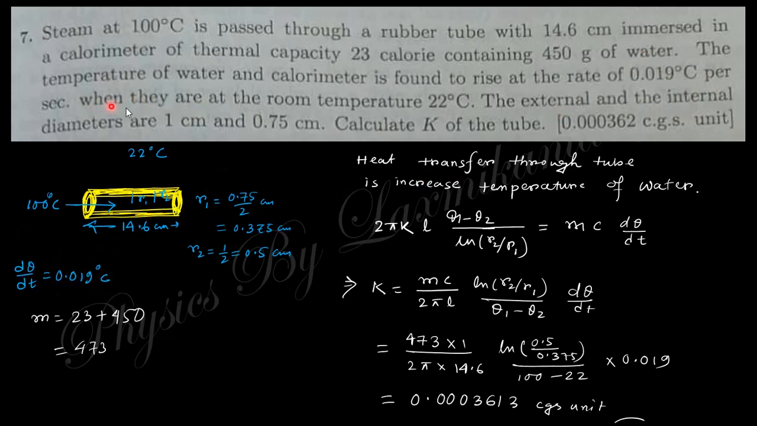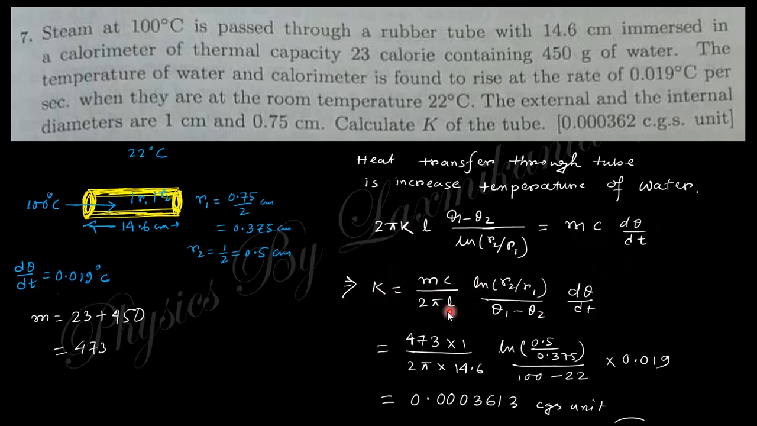Right? Then the room temperature is 22 degrees centigrade. The external and internal diameters are given like that. Calculate the conductivity K of the tube. You know the rate of heat flow through the cylindrical tube is 2πkl(θ1 − θ2) divided by ln(r2/r1), and this heat is used to increase the temperature of this calorimeter. So this is mc dθ/dt.